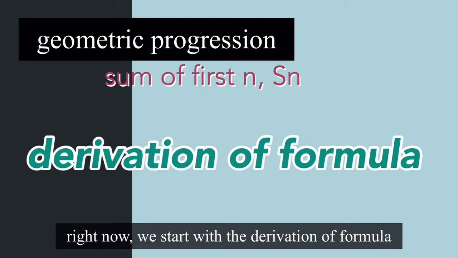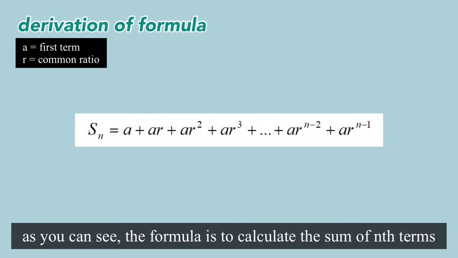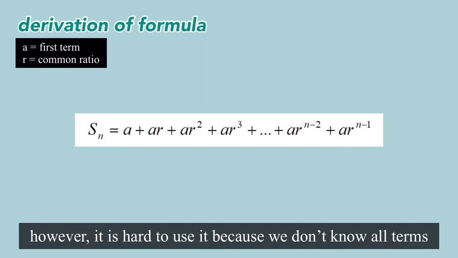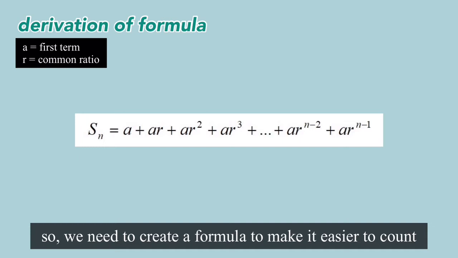Right now, we start with the derivation of the formula. As you can see, the formula is to calculate the sum of n terms in a geometric progression. However, it is hard to use it because we don't know all the terms. So, we need to create a formula to make it easier to count.